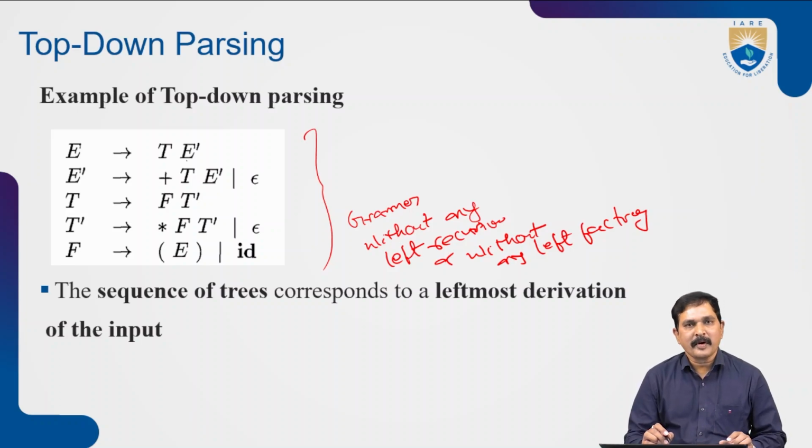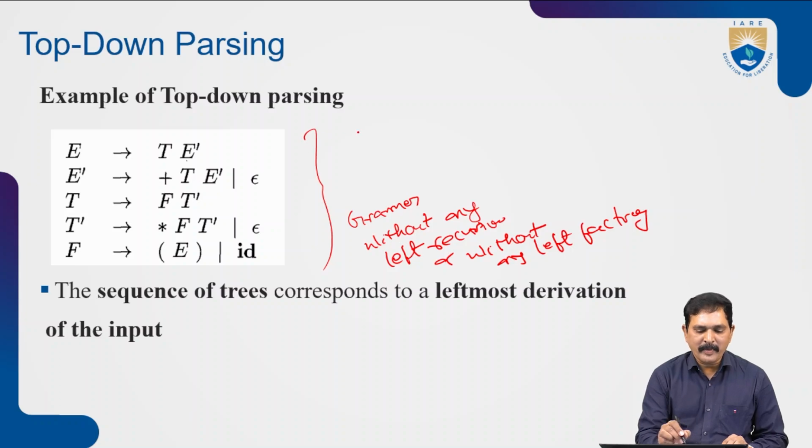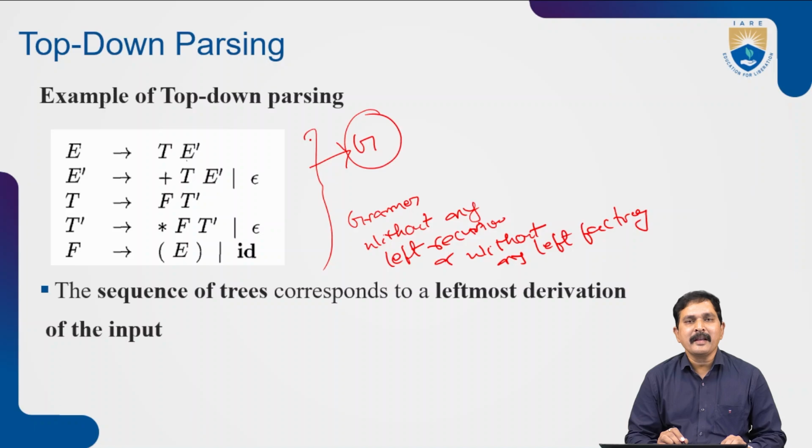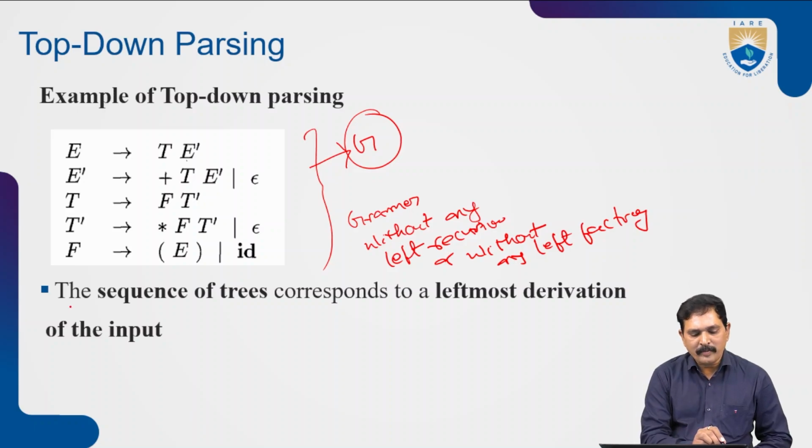In the case of top-down parsing, you already have a grammar, and you are assuming it has no left recursion and no left factoring. So this is the idea for taking the input. When you give the input for top-down parsing, you should take care that the grammar has no left recursion and no left factoring. These are the two important steps you should follow. Then you come to the next part.